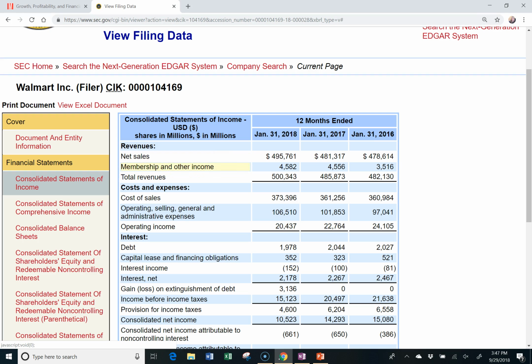So what do we want to use? Net sales or net revenues? Arguments could be made to support either one of these. Let's take our total revenues, 500,343.